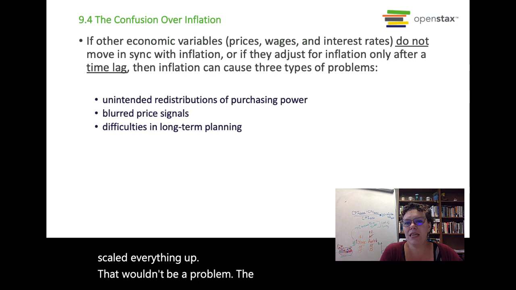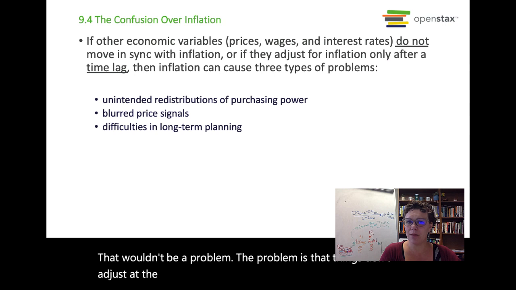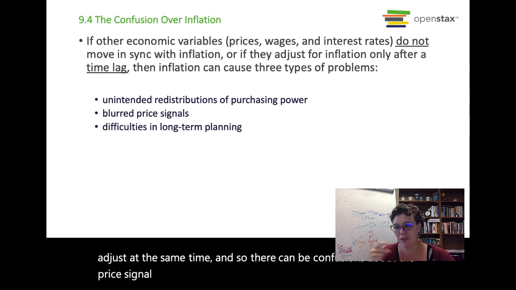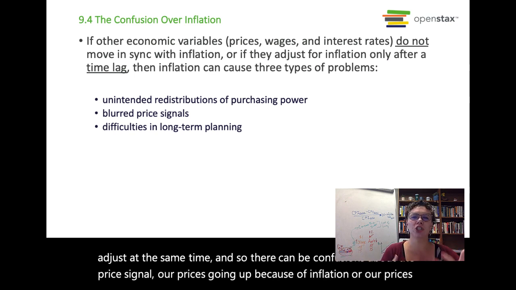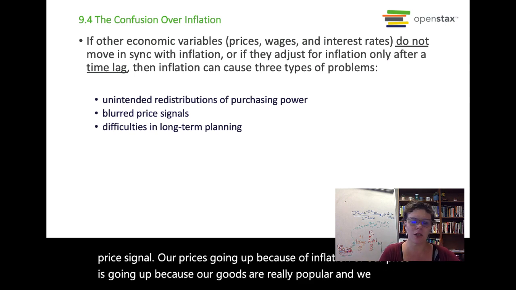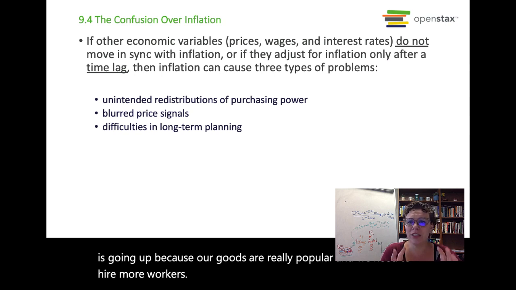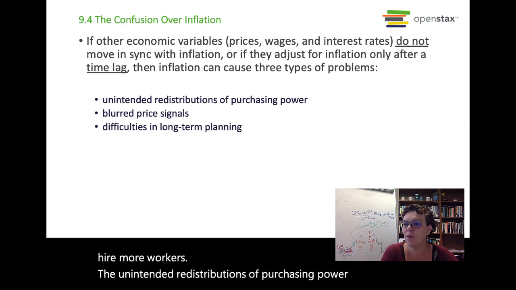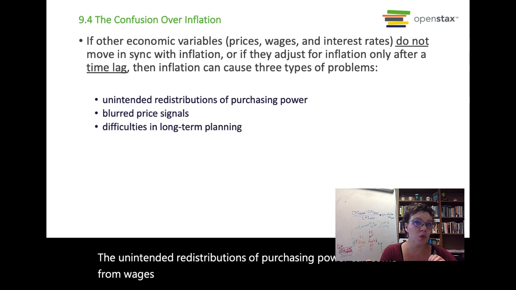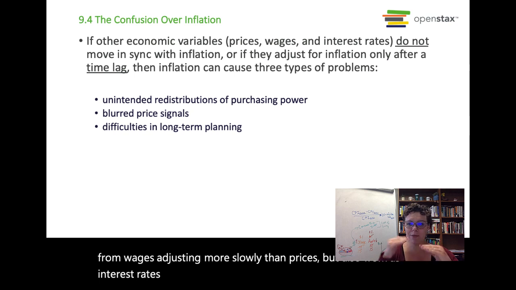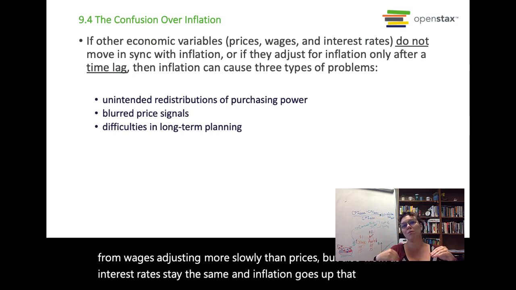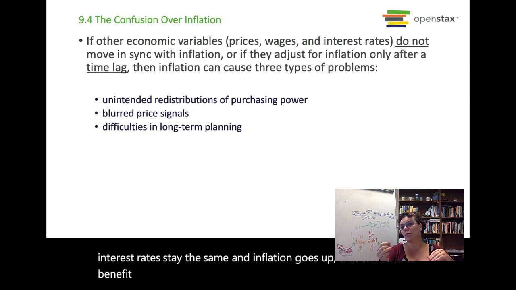The problem is that things don't adjust at the same time. And so there can be confusions about the price signal. Are prices going up because of inflation, or are prices going up because our goods are really popular and we need to hire more workers? The unintended redistributions of purchasing power can come from wages adjusting more slowly than prices, but also from interest rates staying the same as inflation goes up. That can tend to benefit borrowers by eroding real interest rates.